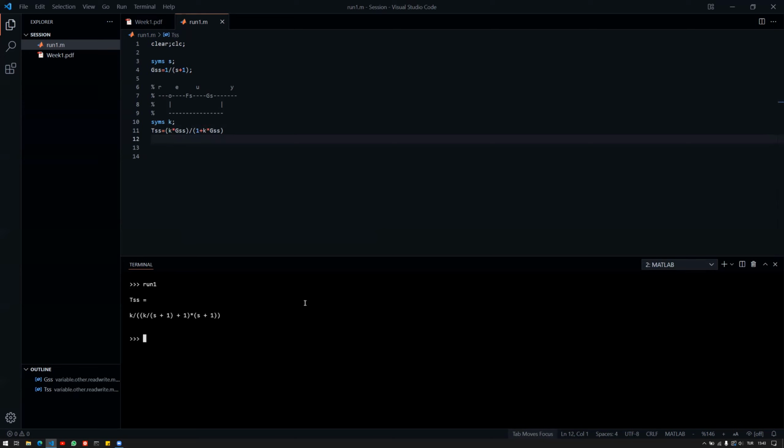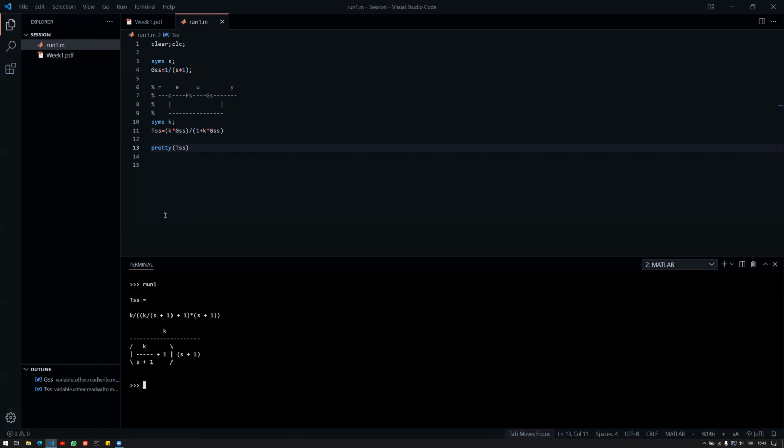The symbolic toolbox is a bit interesting because it doesn't give you the result that you're expecting most of the time. This is not really useful because if I write it down myself, I would probably write this down. So let me show you how it looks in a more human readable form. It would look like this. So this is basically K divided by, and then K divided by S plus 1 times S plus 1, something like that. So this is not really that useful.